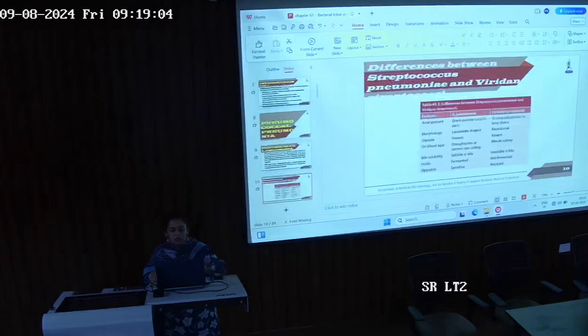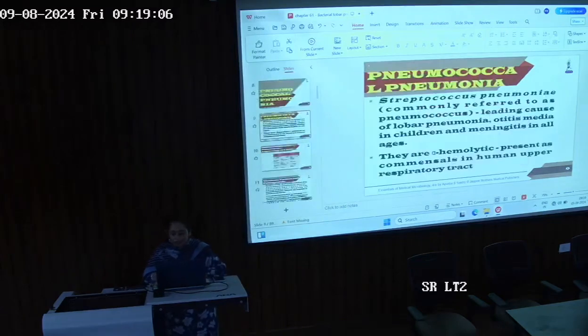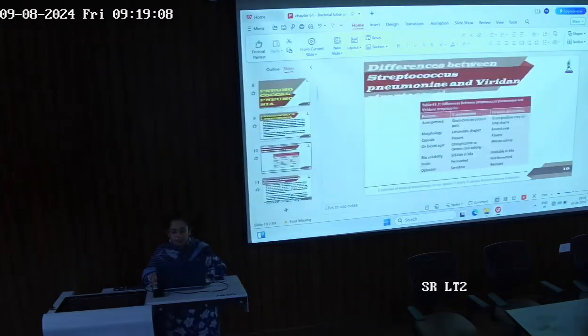So what is the difference between Streptococcus pneumoniae and viridans streptococci? Streptococcus pneumoniae are gram-positive cocci in pairs and their shape is lanceolate. This is the typical morphology of Streptococcus pneumoniae. Whereas viridans streptococci are gram-positive cocci in long chains, and they are round to oval in shape. Then capsule is present in Streptococcus pneumoniae.